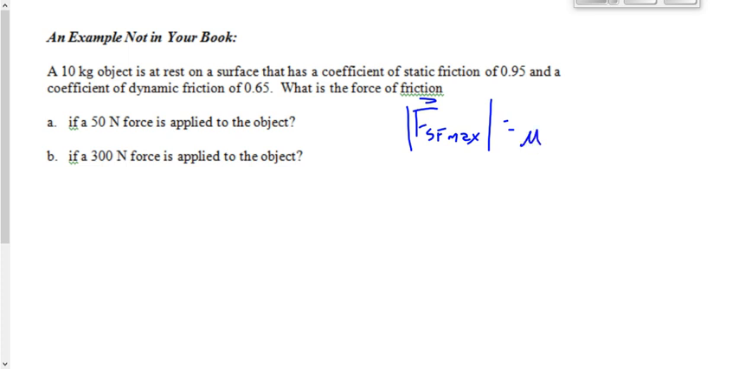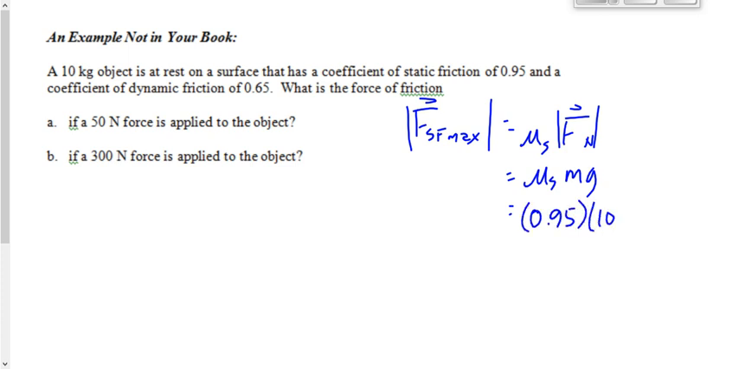And that's equal to mu times Fn, which of course, Fn, Georgia, the normal force, is equal to what? Mass times gravity. Good. So we're going to say mu s times mg. Mu s is 0.95 times m, which is 10, times 9.81.